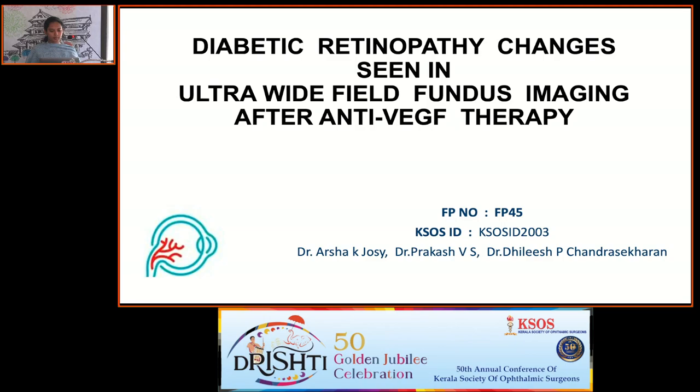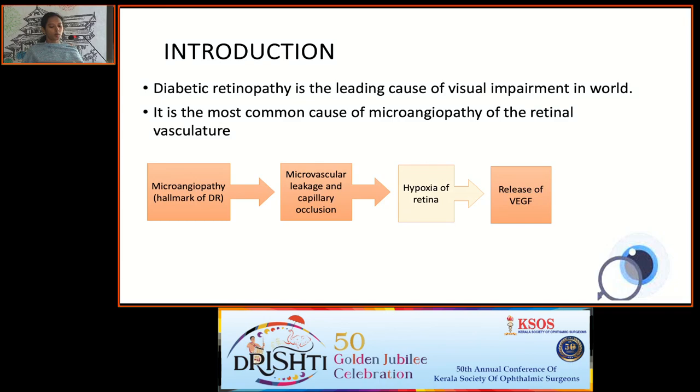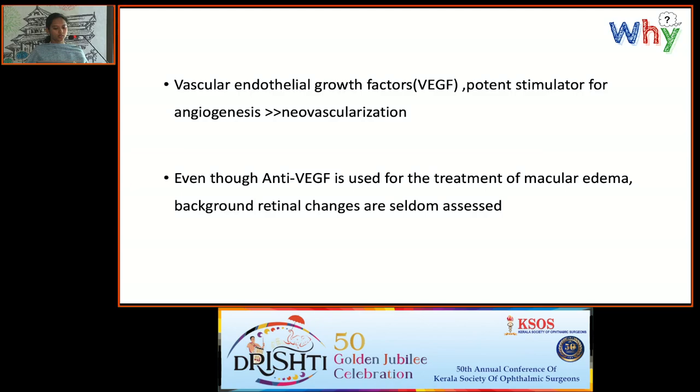Diabetic retinopathy is the leading cause of visual impairment in the world. It is the most common cause of microangiopathy of retinal vasculature. As we all know, microangiopathy is the hallmark of diabetic retinopathy, which causes microvascular leakage and capillary occlusion, resulting in hypoxia of the retina and release of VEGF. VEGF is a potent stimulator of angiogenesis and neovascularization.